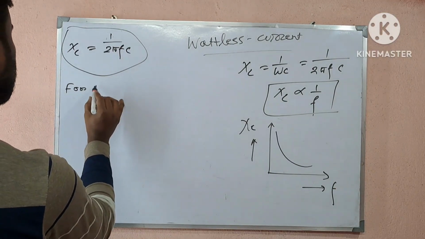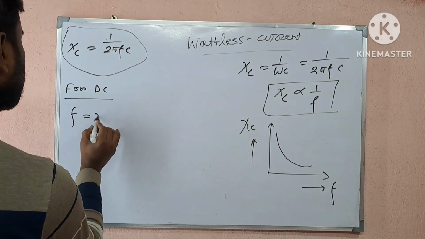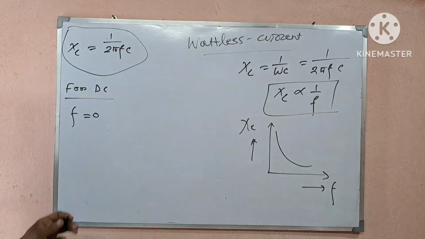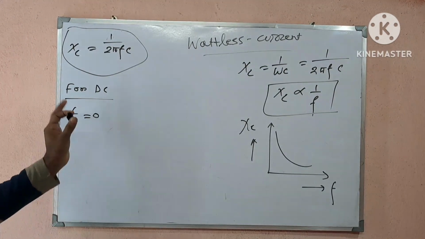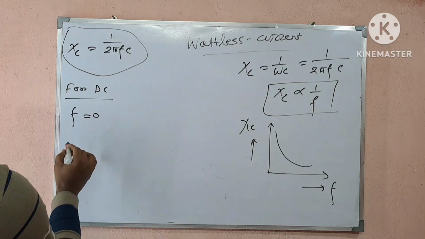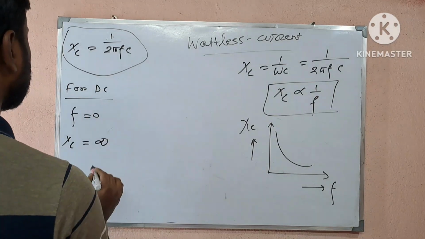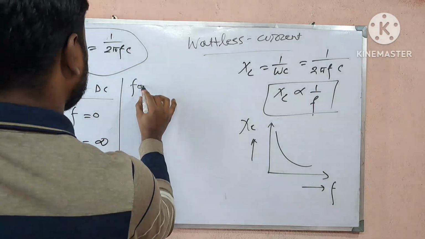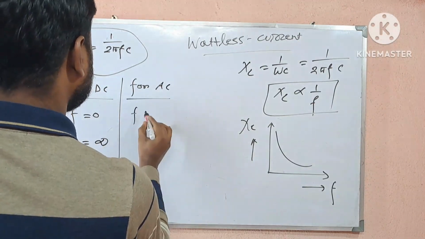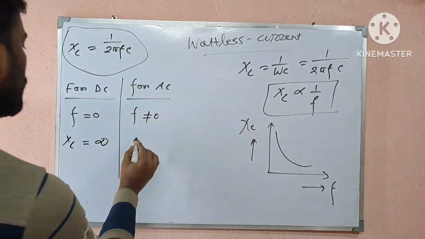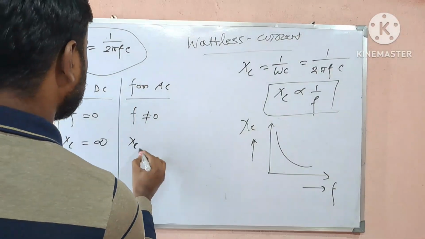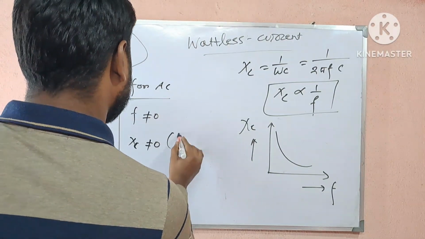For a DC signal the frequency is 0, because for a DC signal there is no fluctuation of current or voltage, it is constant, so frequency is 0. So what will be the value of X C? That is basically infinity. And for an AC signal, frequency is non-zero and finite, so from this relation, X C will also be non-zero and finite.